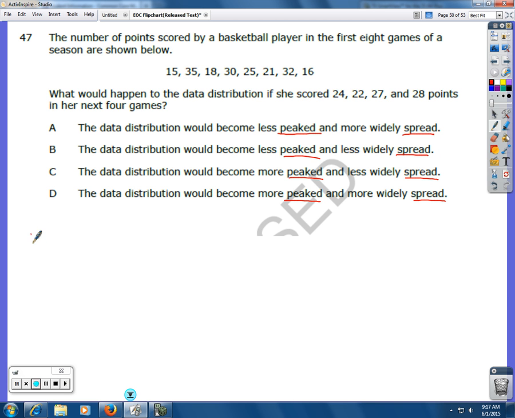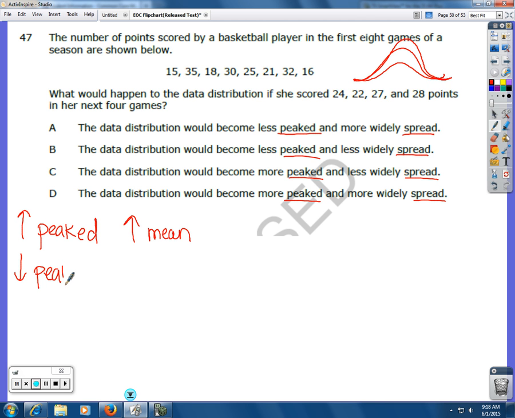Okay, when we're talking about something being peaked, that's talking about the mean. Because basically, when we put these scores in, they're going to form a sort of data distribution. If it becomes more peaked, that means that we're going to have a higher curve. Less peaked is having a lower curve. So if it's more peaked, that means that the mean has increased. If it's less peaked, that means that the mean has decreased.